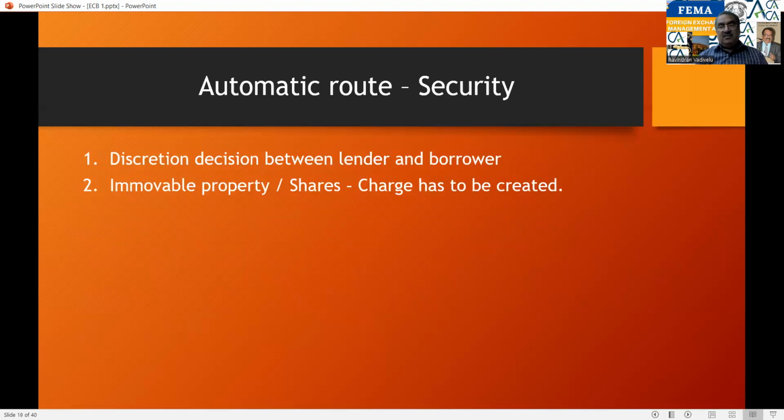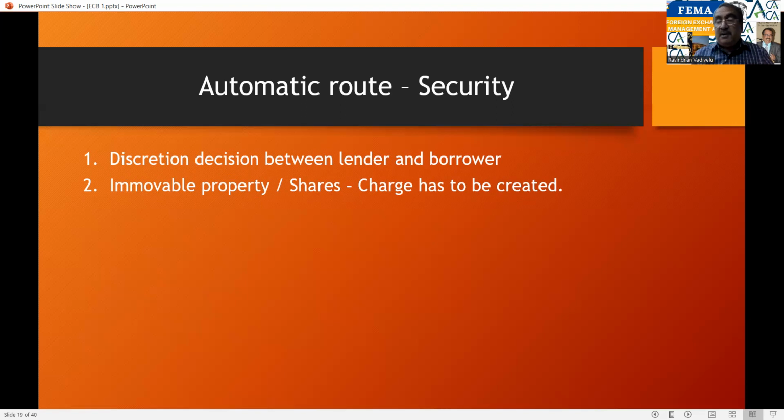And security. Suppose to avoid the ECB, what is the collateral security? What is the security that you have to give? It depends on the decision and discretion between the lender and borrower. If the lender says, okay, you give only this security, he can give. Borrower says that I'll give only this security. Yes, it is also permitted, but it's a decision to be taken jointly between the lender and the borrower.